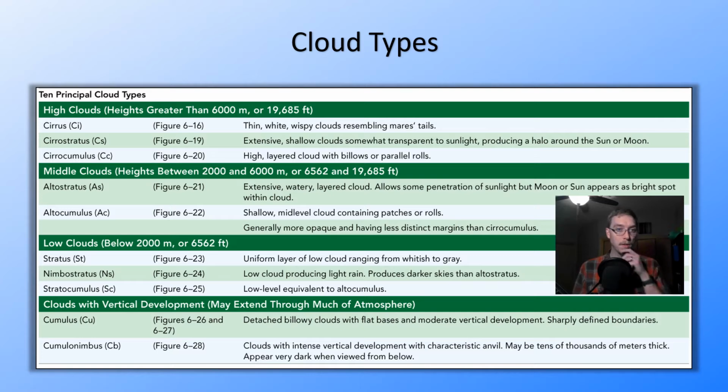And we can see here a brief description of each of the different cloud types. We're first going to focus on these clouds with vertical development. These are our cumulus or cumulonimbus clouds. These may extend through much of the atmosphere, as we saw in that previous diagram.